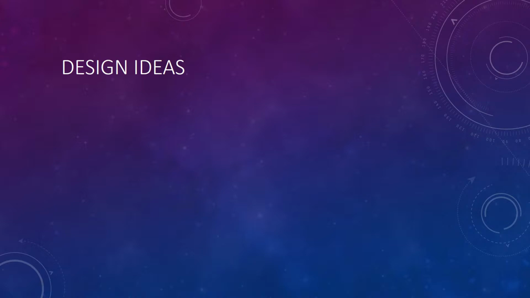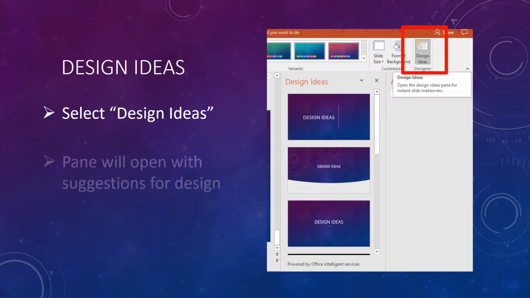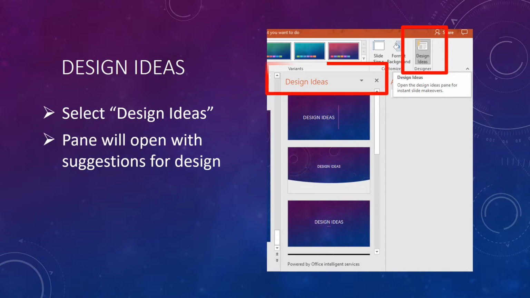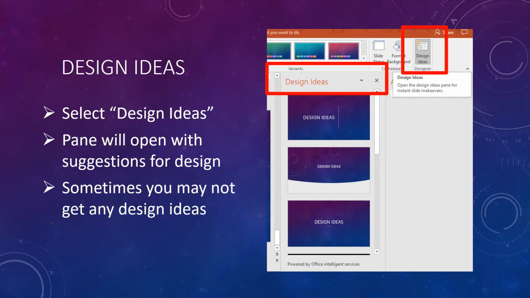Design ideas. If you go to the Design tab and select the icon to the far right called Design Ideas, a design idea pane will open, giving you suggestions for how to lay out the particular slide that you're working on. Sometimes it may not give you any design ideas, but in general it usually will. To pick a design idea, simply select the design idea that you want.